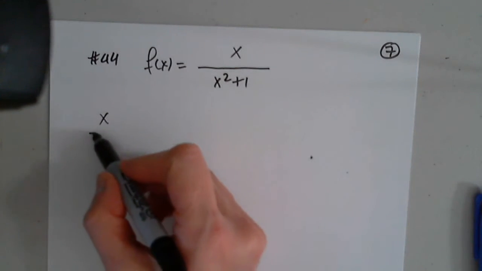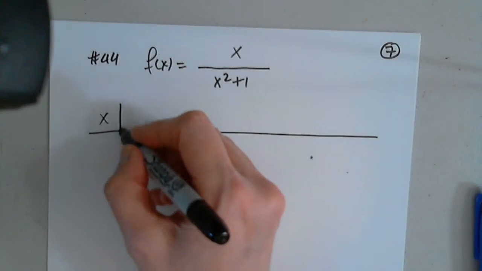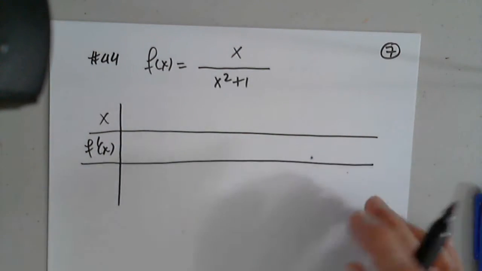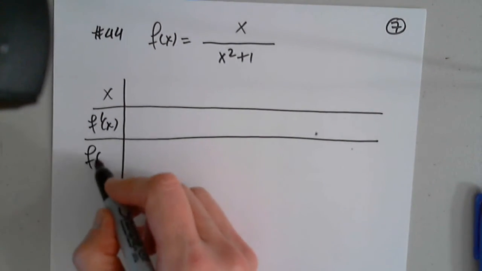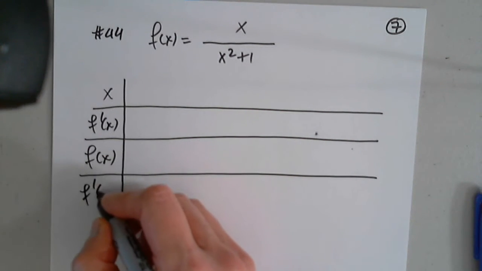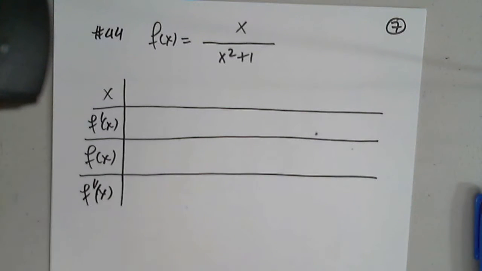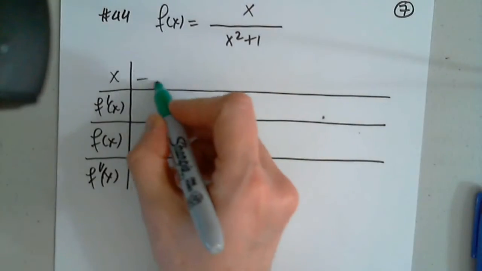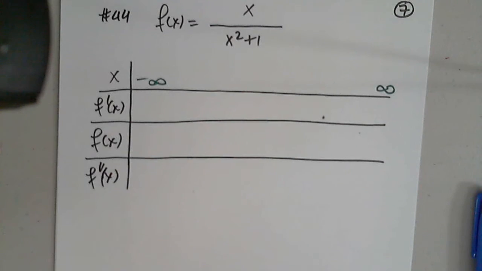Okay, so let's start with the domain of this function. Notice that the table, it's up to you. You can rearrange whatever you want. It's fine. But notice the fact that I have the function in the middle and the derivatives above and below. Can anyone give us the domain of this function? Negative infinity to infinity. Right. No restrictions whatsoever. Good.